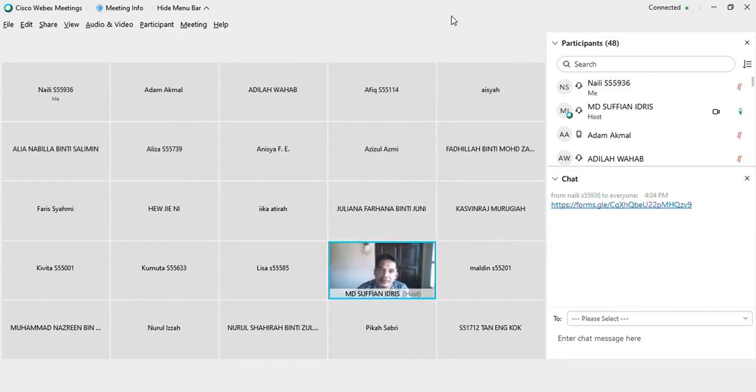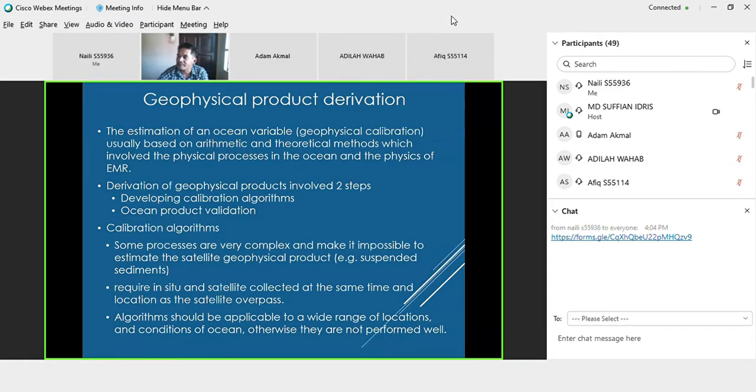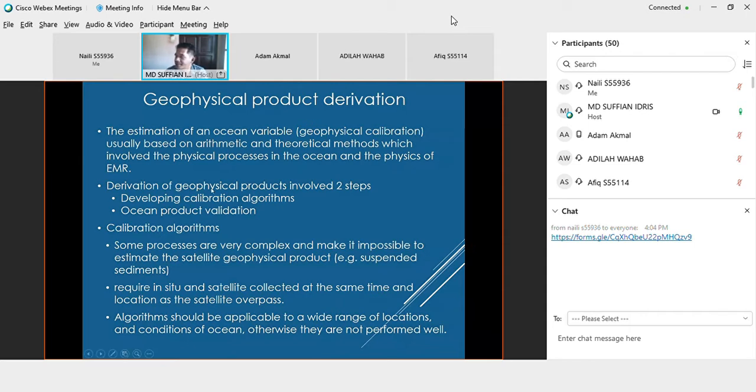Tak share. So boleh nampak, ini first day puasa dan saya ada gastrik. Sorry, so tak apa-apa. Semua benda lupa lagi.